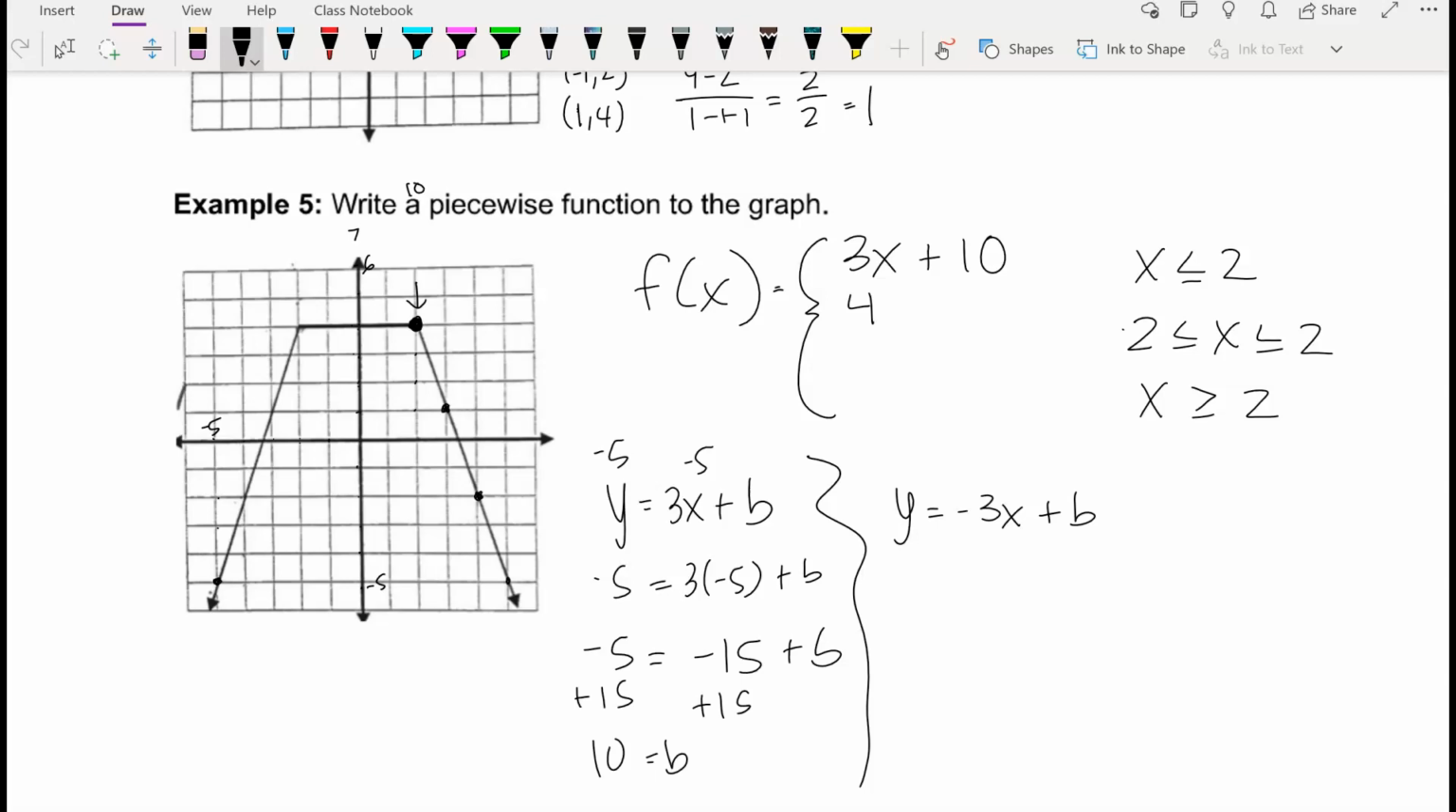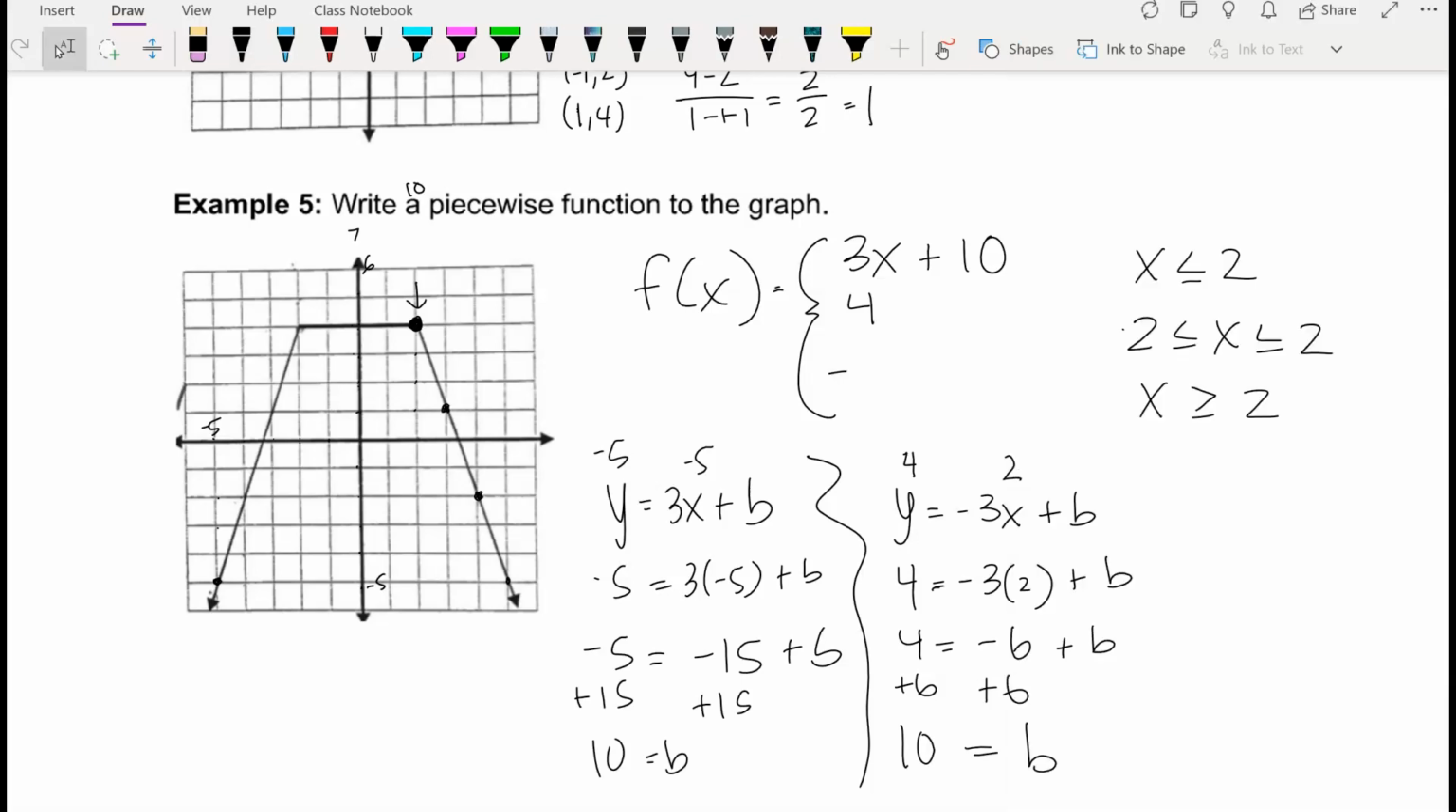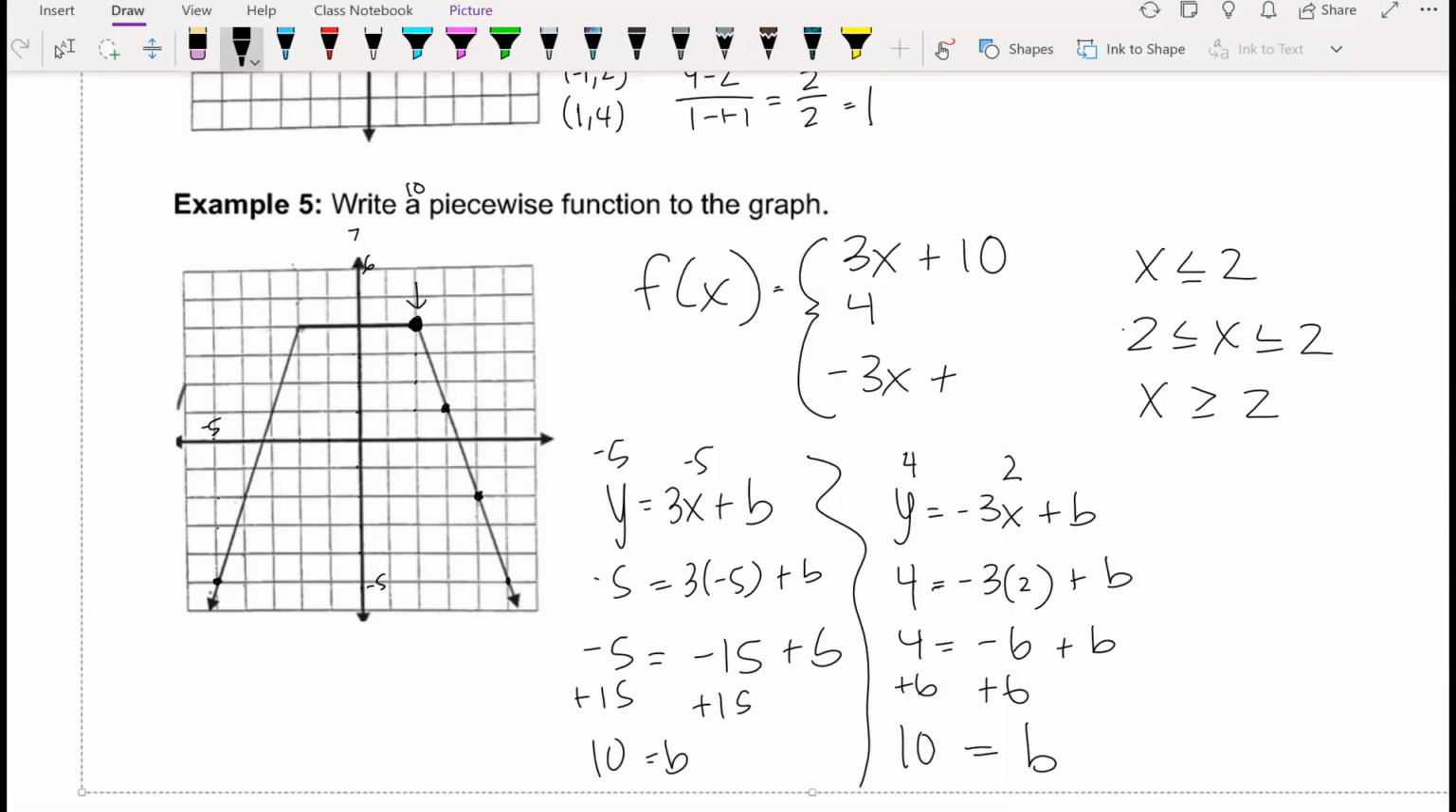So this one was 4, and this one was 2. So 4 equals negative 3 times 2 plus b. So 4 equals negative 6 plus b. Oh, that's what our answer is going to be. Negative 6 plus 6. So 10 equals b. So it's going to be negative 3x plus 10. Maybe.